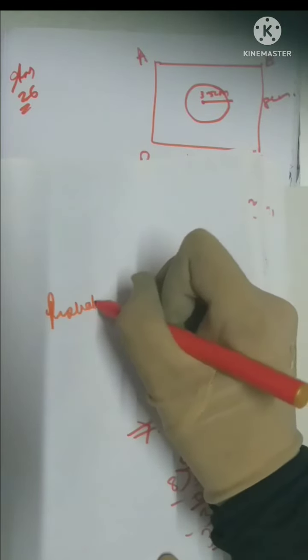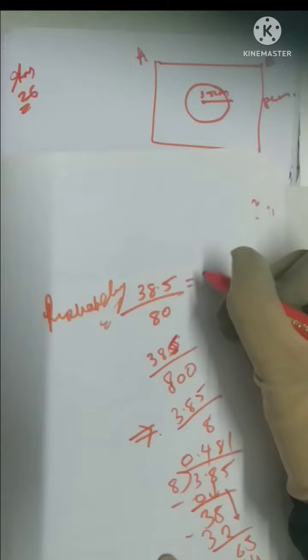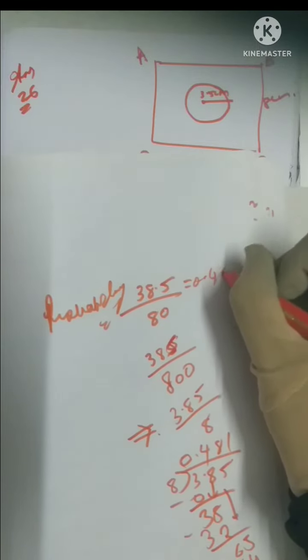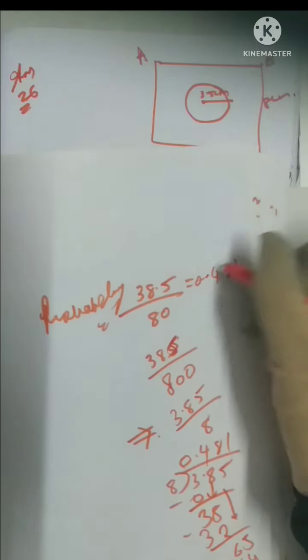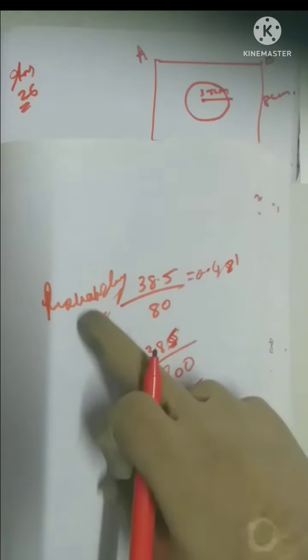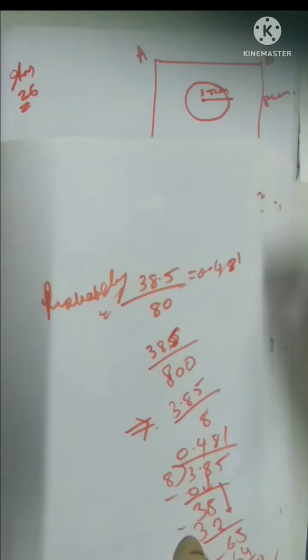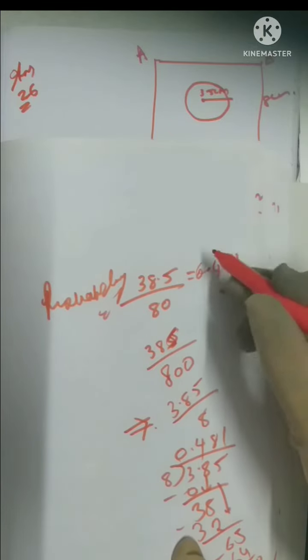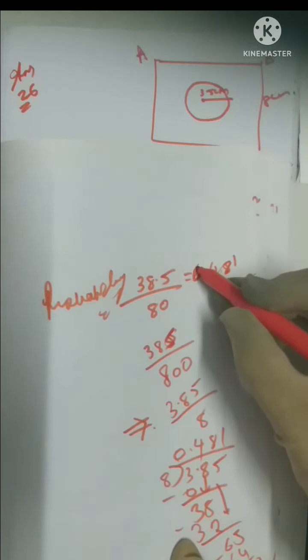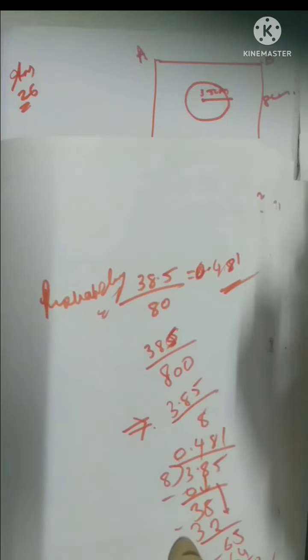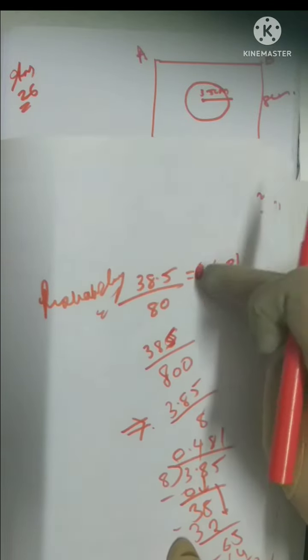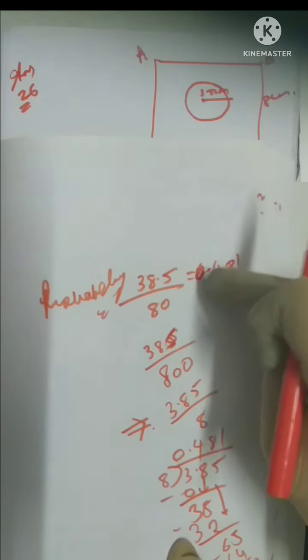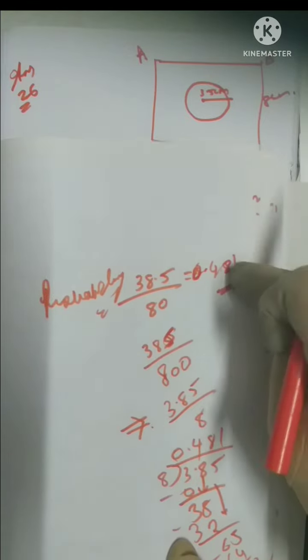Probability is equal to 0.481. You won't have centimeter square because for probability you won't have units, because centimeter square will get cancelled. This is my probability, 0.481. Okay, remember I'll give you a hint. Whenever the answers of probability are there, whatever you get, remember they will be positive and they will lie between 0 and 1. So 0.481 lies between 0 and 1, which means our answer is correct.